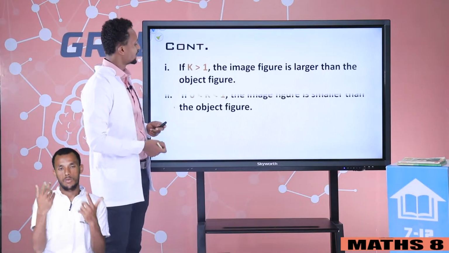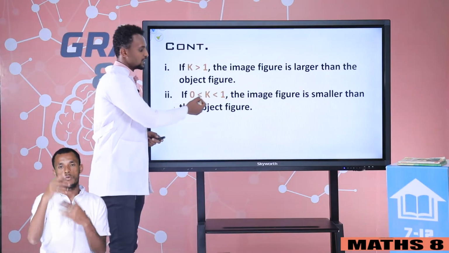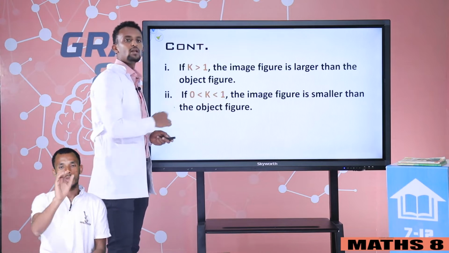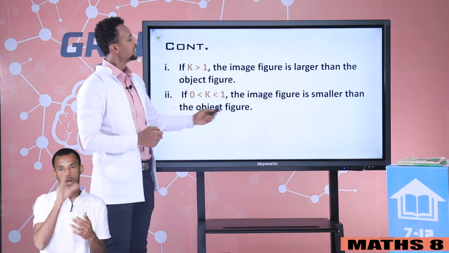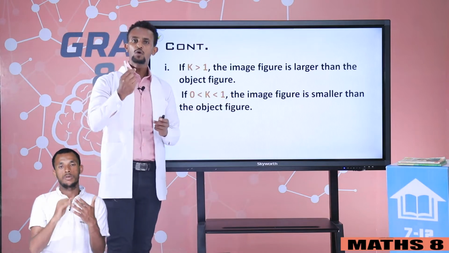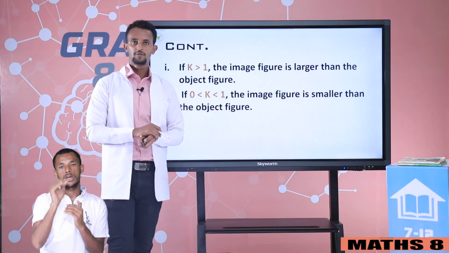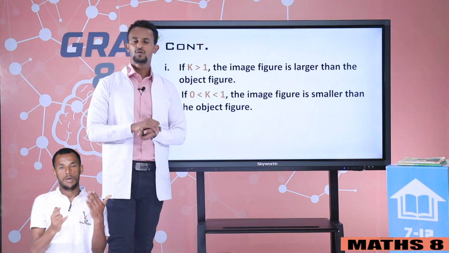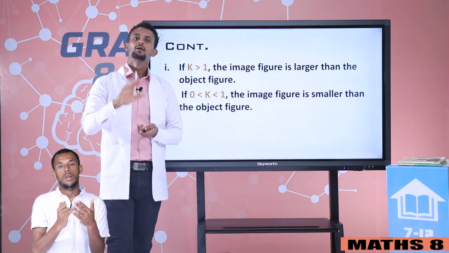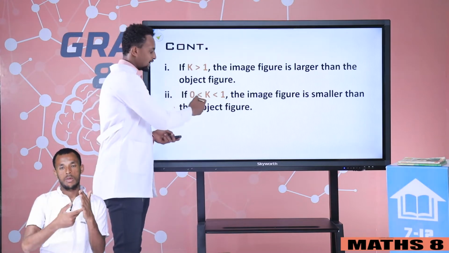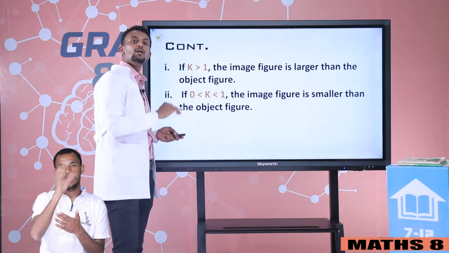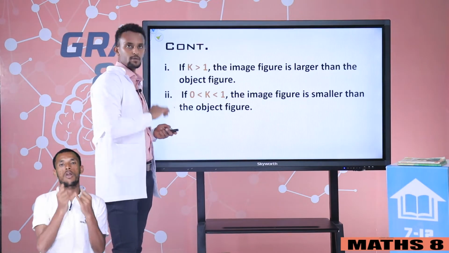The second one, if the value of K is between 0 and 1. If the enlargement is between 0 and 1, the image figure is smaller than the object figure. That means the image figure is smaller than the original figure. That means the value of K between 0 and 1 is a fractional number.